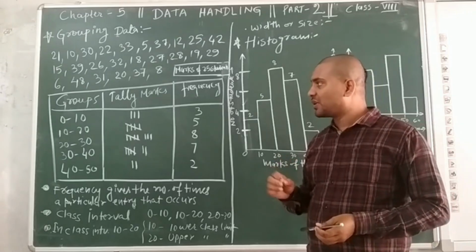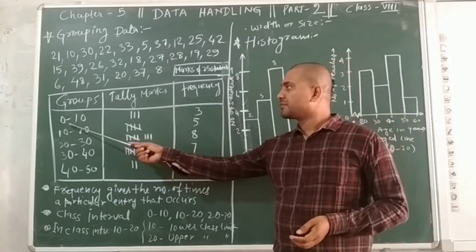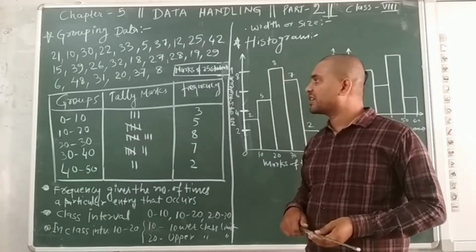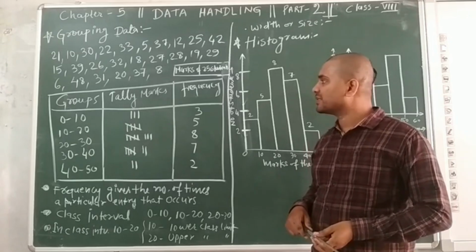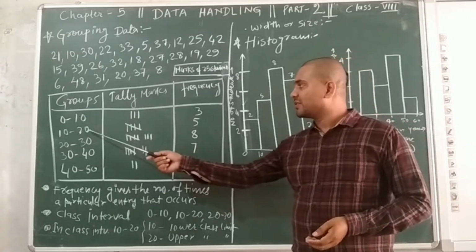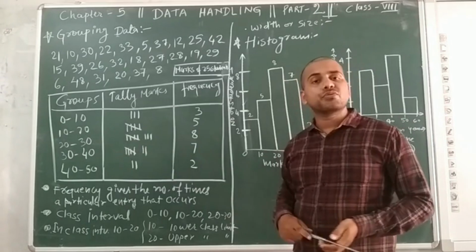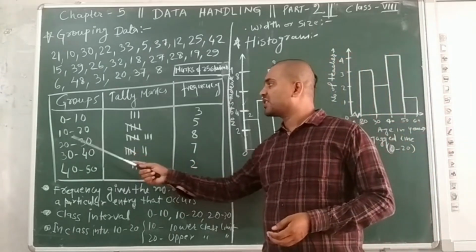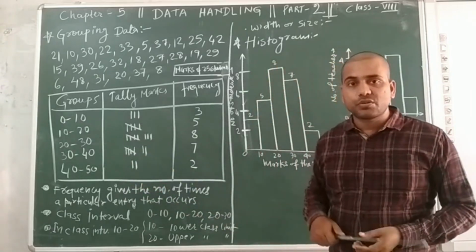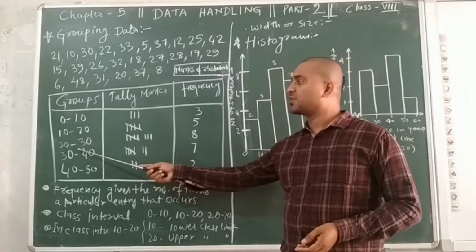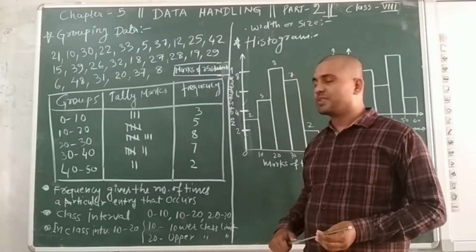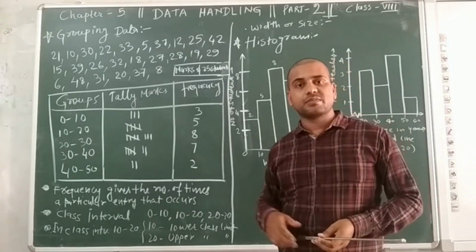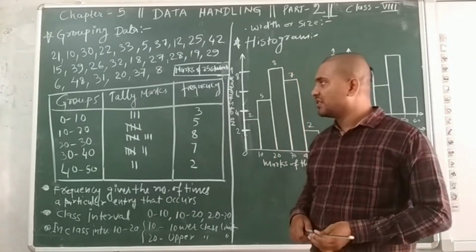Now the concept here: you can see 0 to 10, 10 to 20. In which group will you keep 10? We will keep it in 10 to 20. Now about 10 to 20 and 20 to 30, 20 in which group will we keep? In 20 to 30. You have to keep this in mind, because some students may misunderstand that.